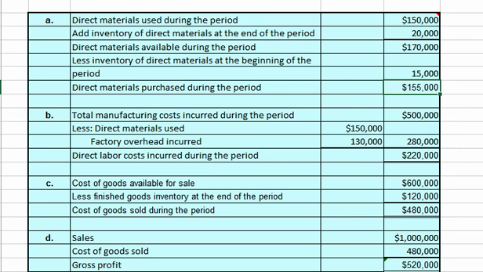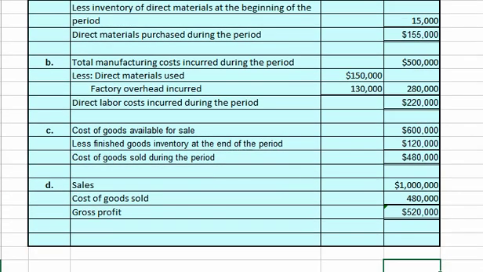On B, they're just testing, do you know what makes up total manufacturing cost? Well, it's direct materials, direct labor, and factory overhead. They give you direct materials and factory overhead, so if you subtract those from the total, you get the direct labor cost. Then you can take your cost of goods available for sale for the whole year, subtract out your finished goods inventory at the end of the year, and that gets you cost of goods sold during the period. And then your little gross profit section of your income statement, this is very crude, but you just take sales less cost of goods sold, and that gives you your gross profit.